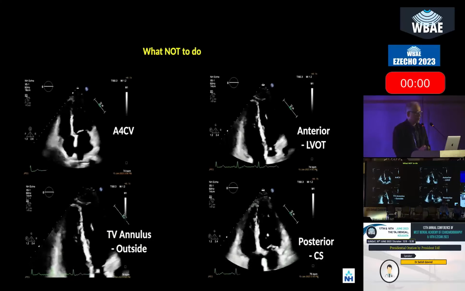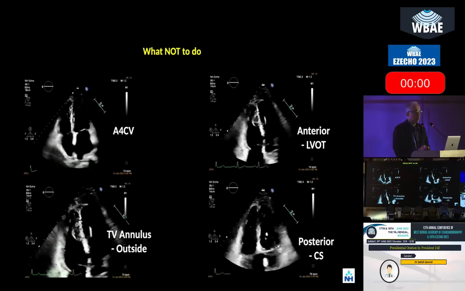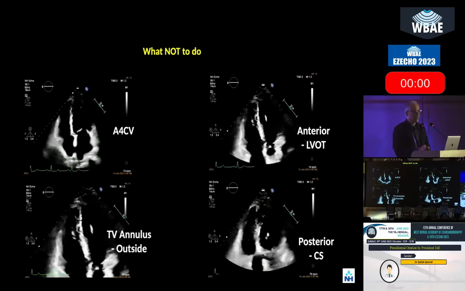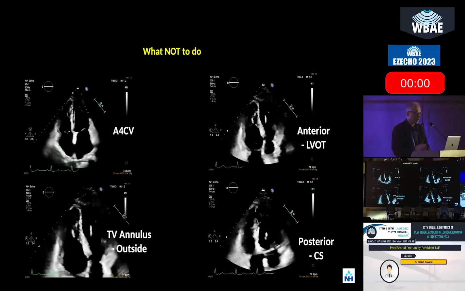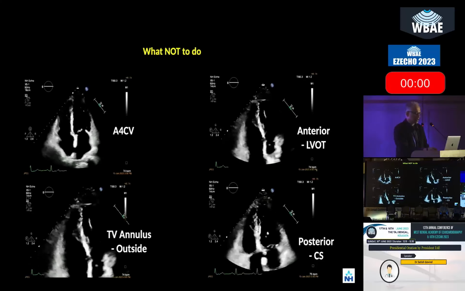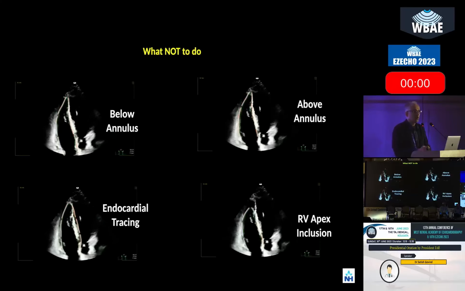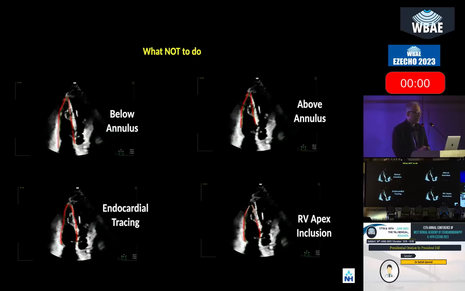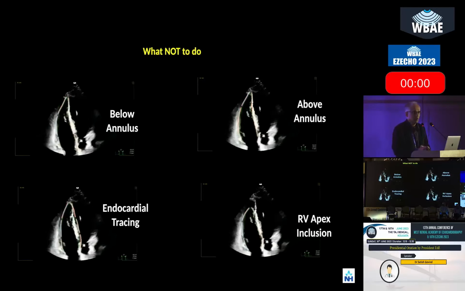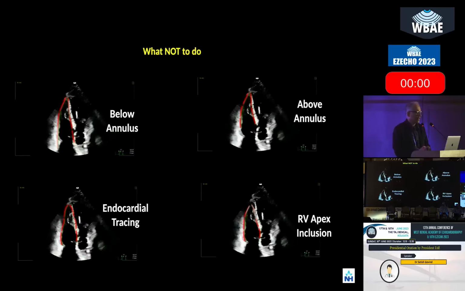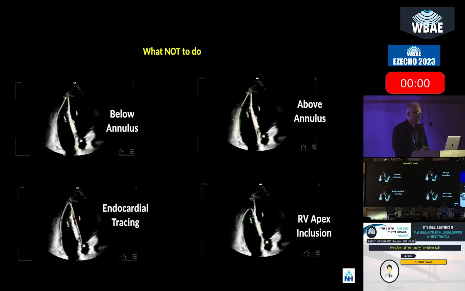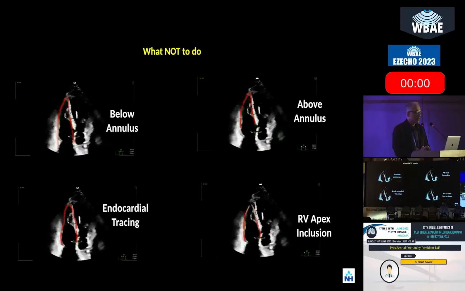And at the same time, you should make sure that the annulus is well within your sector width, and again the RV free wall also should be well within. So these are some very basic precautions. And if you have it, then you go into the quantification and you put the application and it starts to give the numbers here.